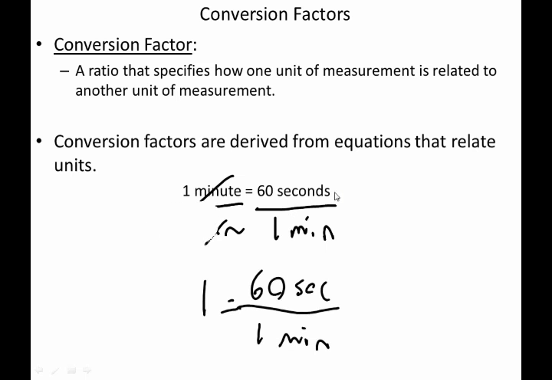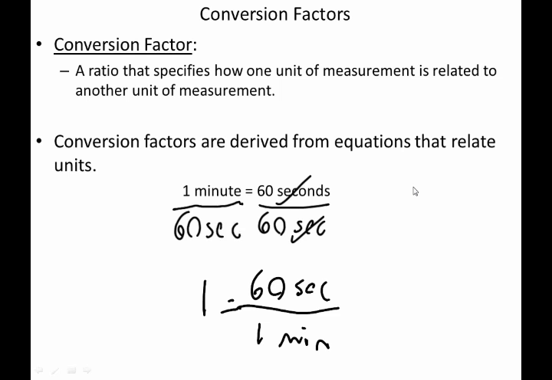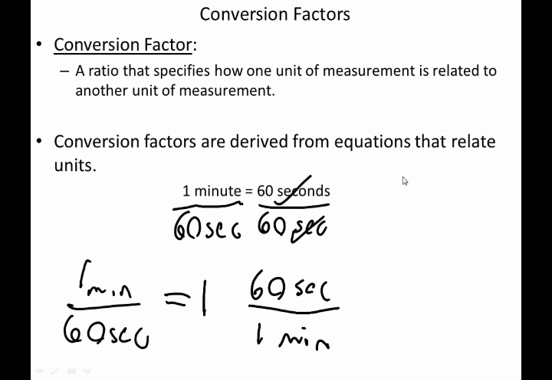If I went the other way, though, right, if I divided both sides by 60 seconds, seconds cancels out, and I get 1 equals 1 minute over 60 seconds. So notice that these are reciprocals of each other, which makes sense, because both of these equal 1, right? Both of them equal 1, and the reciprocal of 1 is 1. The critical key piece for any conversion factor is that it's a ratio that equals 1, where the new units and everything in the numerator equals the denominator.